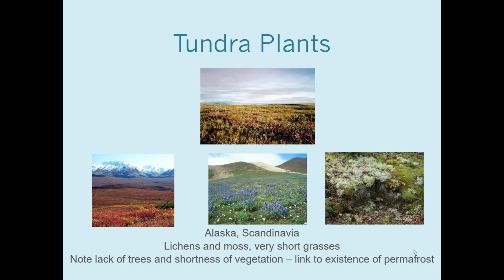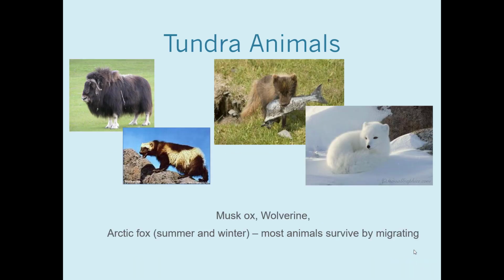Permafrost is about 6 inches under the soil, and it is a frozen layer of the soil. So trees can't grow there because they can't get their roots down far enough to support themselves. They would just fall over. So only little guys can grow. And these are some animals that are there.